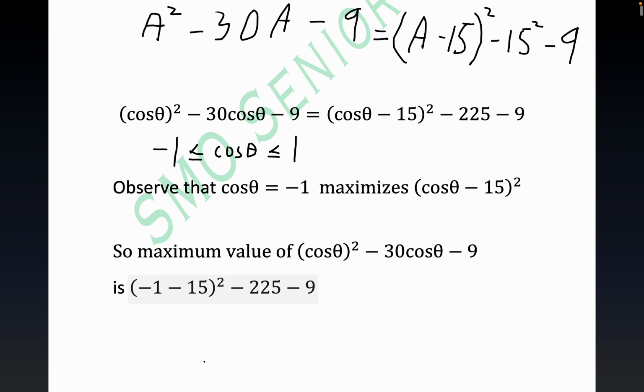Okay, and so let's write out, what is this equal to, folks? -16 quantity squared is the same as 16 squared, and so that's 256. And then, let's see if this late at night I can, this is -234, right? And so we get 22 as our answer.